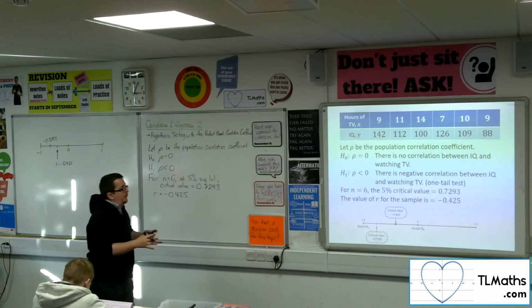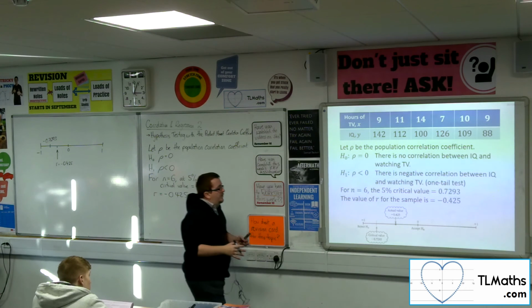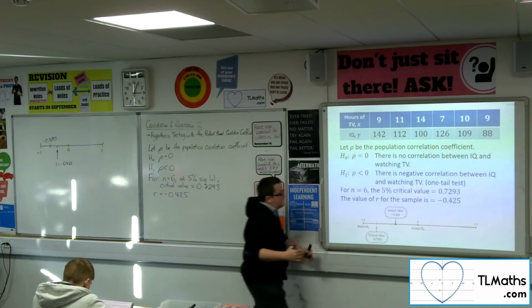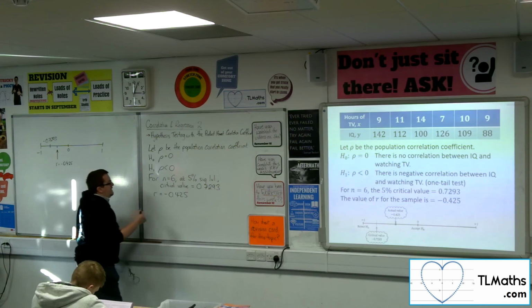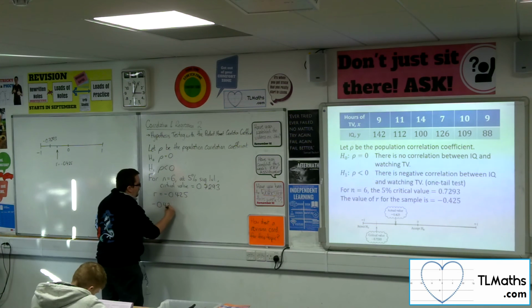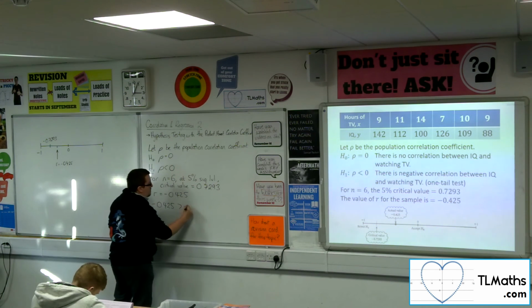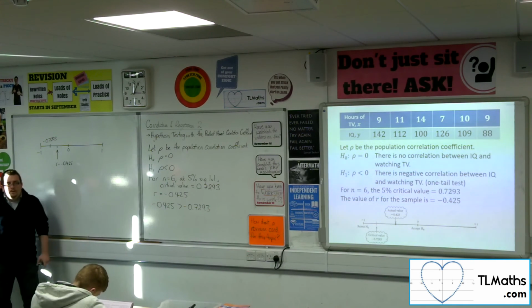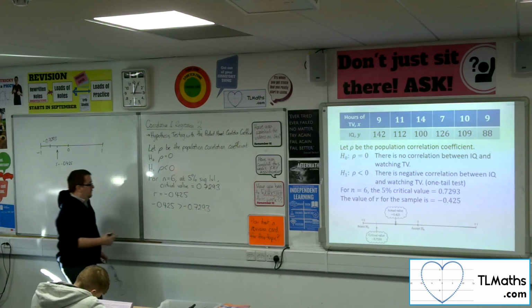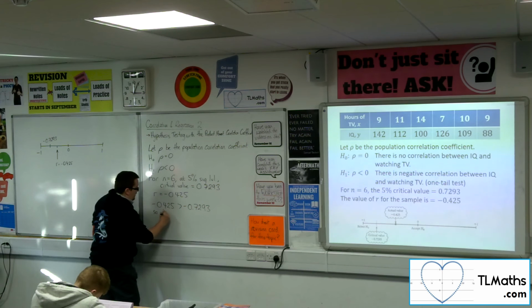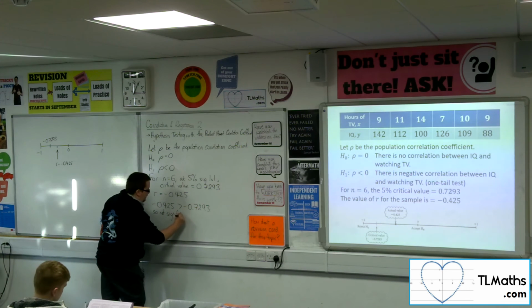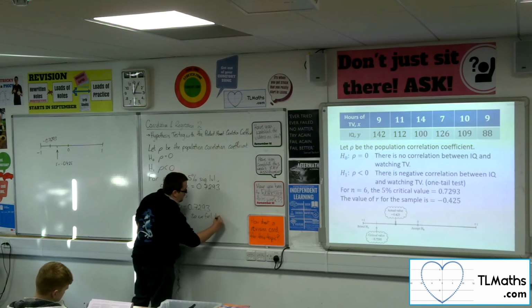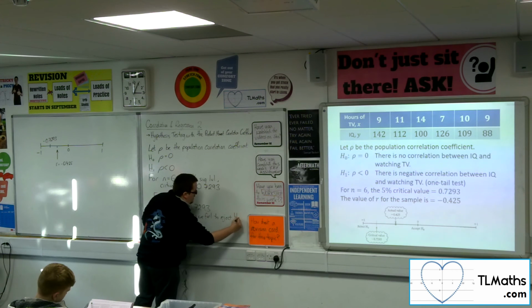So what we're finding is actually that our value of R is there, so it's outside of being significant. Because we're finding that minus 0.425 is greater than minus 0.7293, it's not significant. So not significant. So we fail to reject the null hypothesis.